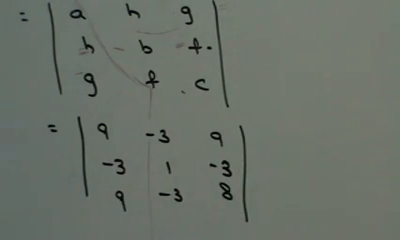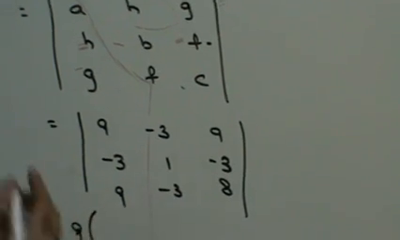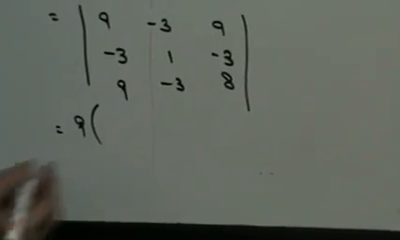So you will get a determinant as this: 9, minus 3, 9; minus 3, 1, minus 3; 9, minus 3, 8. Here, I could take 3 common in the first row, or instead of taking common I could directly solve. It will only make things confusing for you because I don't think you all remember determinants that well.